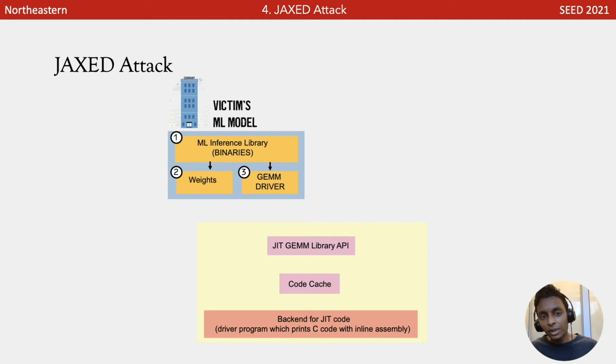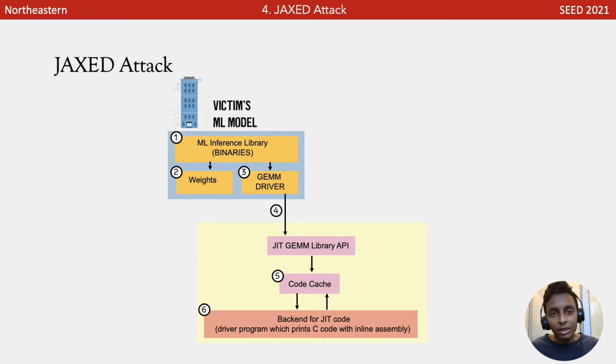These calls will be directed to the just-in-time GEMM library API in step 4. First, the just-in-time GEMM library would check the code cache for the availability of the instruction sequences. This would be step 5. But if that instruction sequence is not already available in the code cache, it will trigger the just-in-time compilation process, which will then in turn bring the instruction sequence to the code cache.